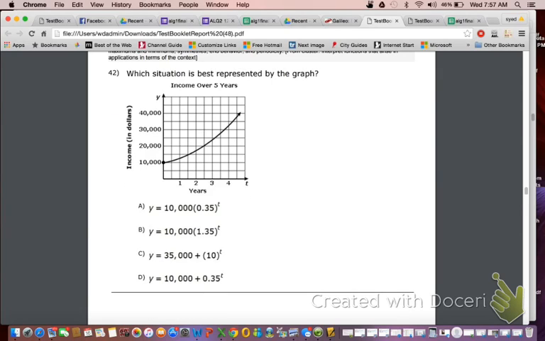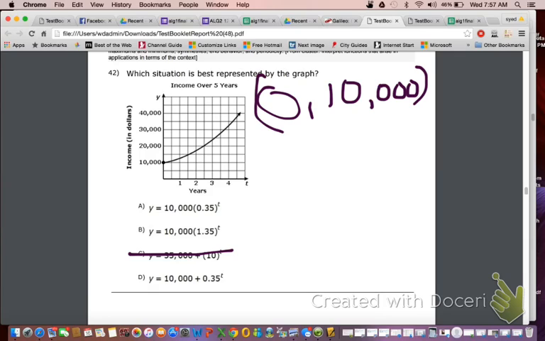Okay, now here you just have to think about it. You have to remember that one point is clearly (0, 10,000). One point is that, okay? And anything to the 0 power is 1. So it can't be this one. It cannot be this one. It's down to these two.